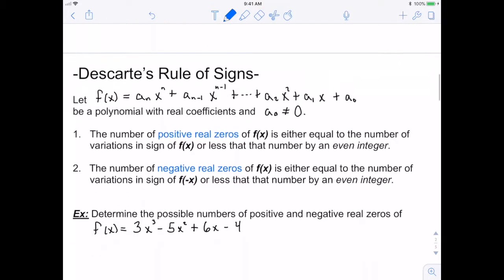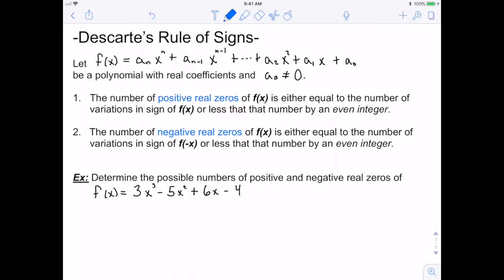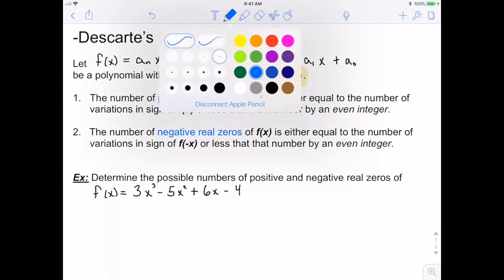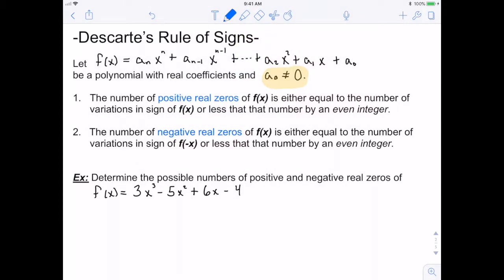And we do this by using Descartes' rule of signs. So let's say we have our standard polynomial, but now we need to make sure that the last term, a0, is not equal to 0. And that's not too much of a restriction. We can sort of factor out an x if that's the case and keep using it. If we have a polynomial like this, then we can actually find the number of positive and negative real zeros by just looking at the variations of signs.